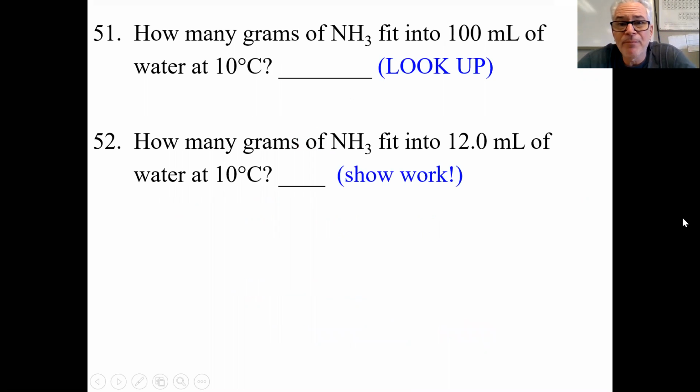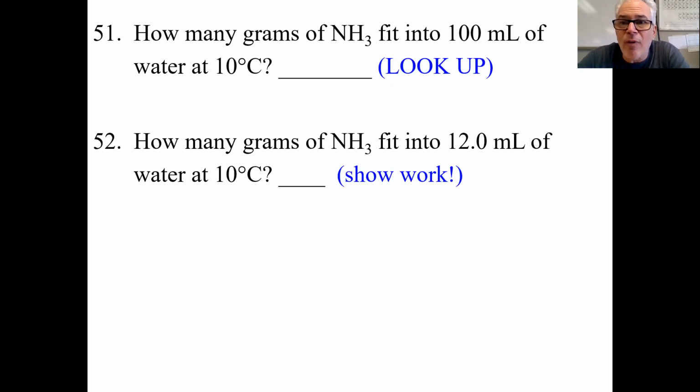How many grams of ammonia fit into 100 mLs of water at 10 degrees? Well, we got to get the table out. Ammonia line at 10 degrees, it clearly shows 70 grams. Make sure you get the finger on that. And I know it's ammonia because down here it says ammonia and I just followed it back.